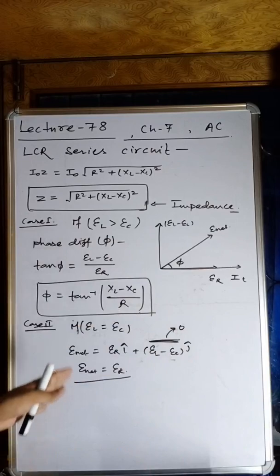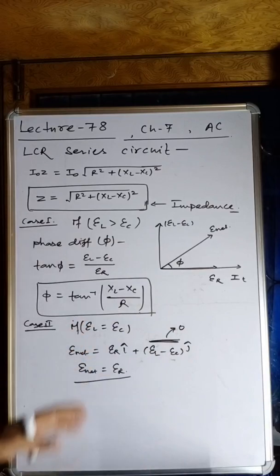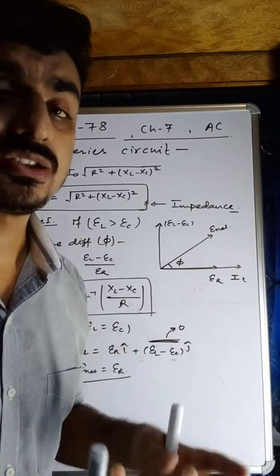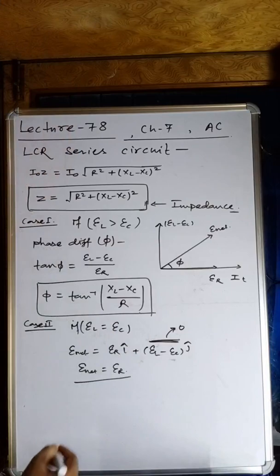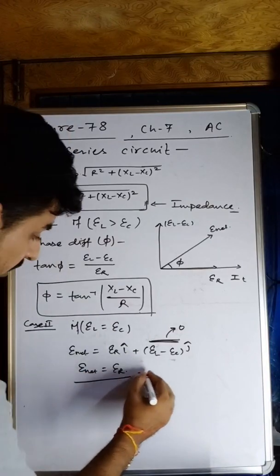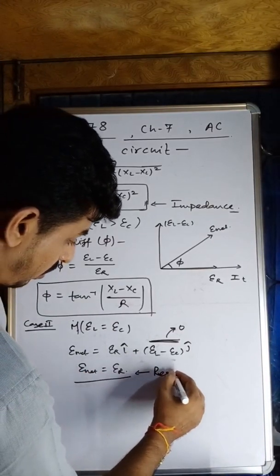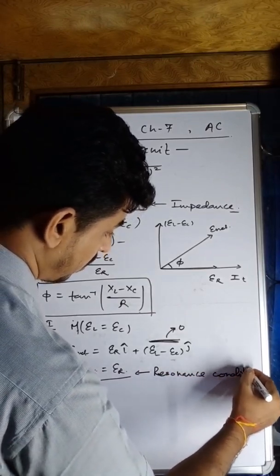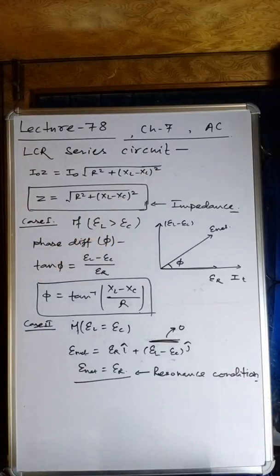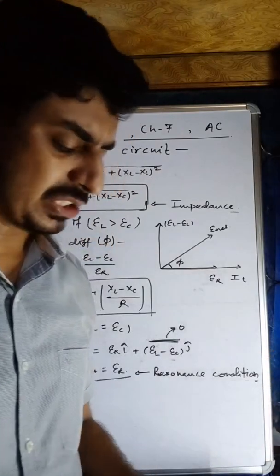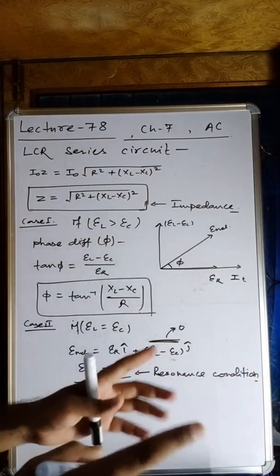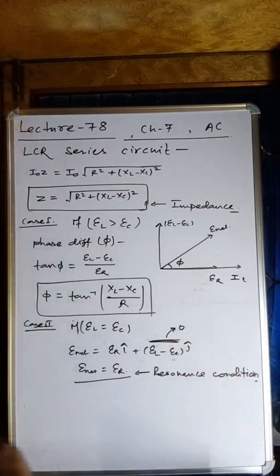This particular case of the LCR series circuit, my dear students, is considered the resonance condition. Okay, this is called the resonance condition. Remember, if it is the resonance condition, it means the AC is fluctuating or moving with a certain frequency, and that frequency will be constant, and that constant frequency we can write here.